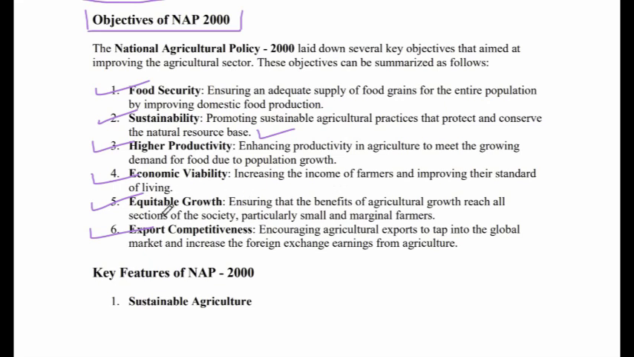The growth should be equitable, that is all sections of the farmers, small as well as marginal farmers, should be able to get benefit of agricultural growth, which would include your loan facilities, funding, technology, equipments, and so on. And export competitiveness, that is, more foreign exchange should be coming from the agriculture sector.